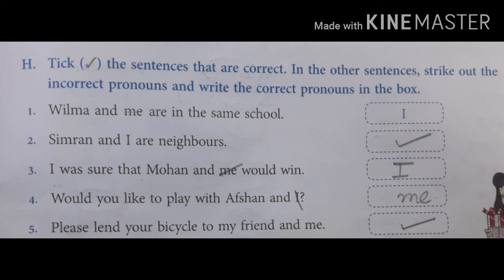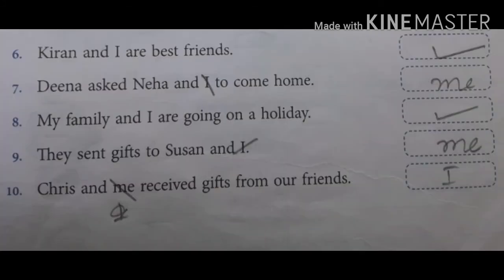Number 5, please lend your bicycle to my friend and me. So this is the correct use of pronoun. Number 6, Kiran and I are best friends. This is also correct. Number 7, Dina asked Neha and I to come home. Here we will not use I, we will use me. It is in the object form. Number 8, my family and I are going on a holiday. So this is a correct sentence.